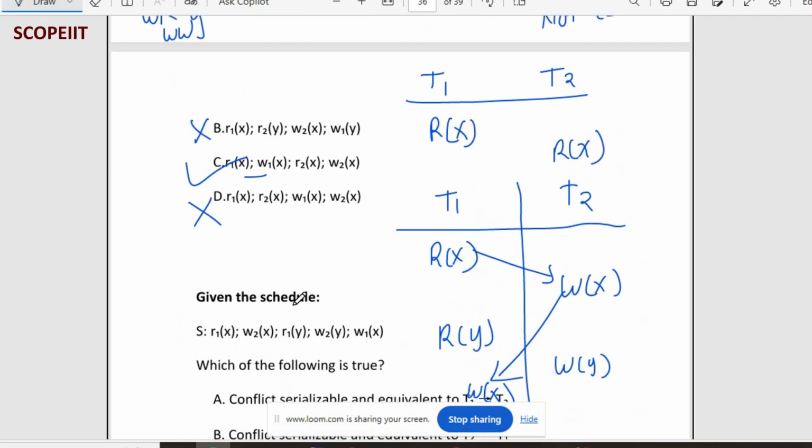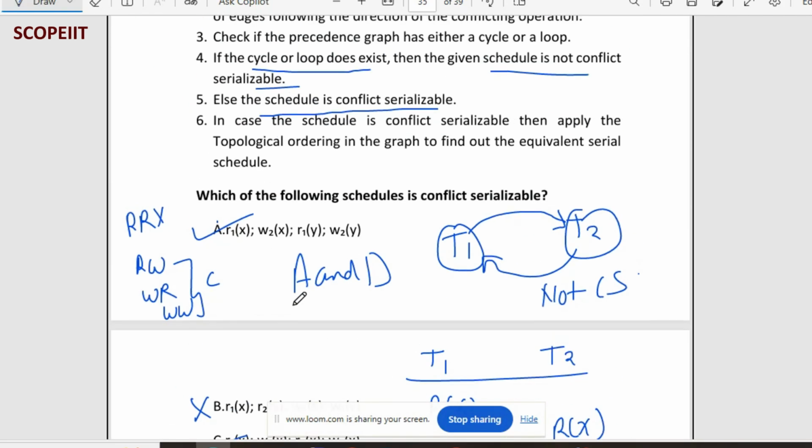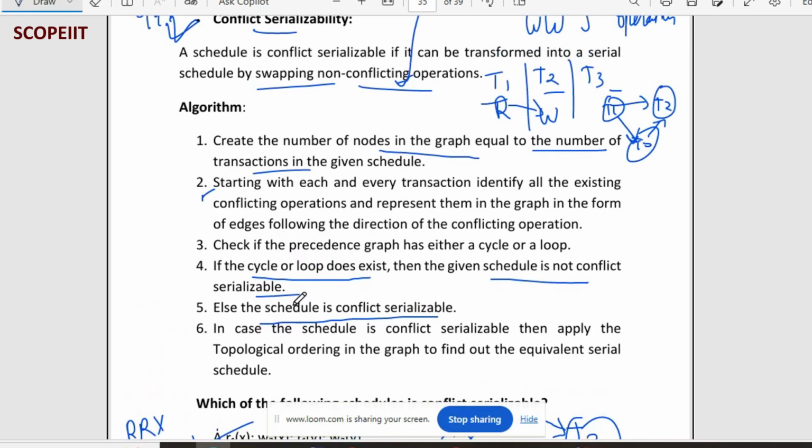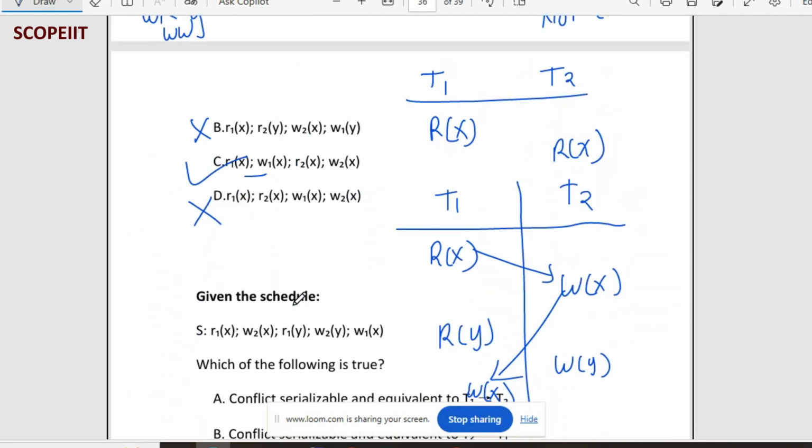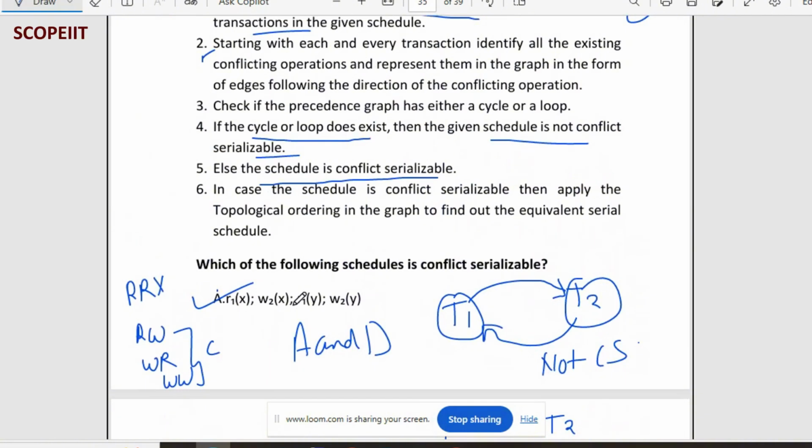In this video, I have covered serializability. There are two types of serializability: conflict serializability and view serializability. In the next video, I am going to cover previous year GATE questions and UGC NET questions on conflict serializability.